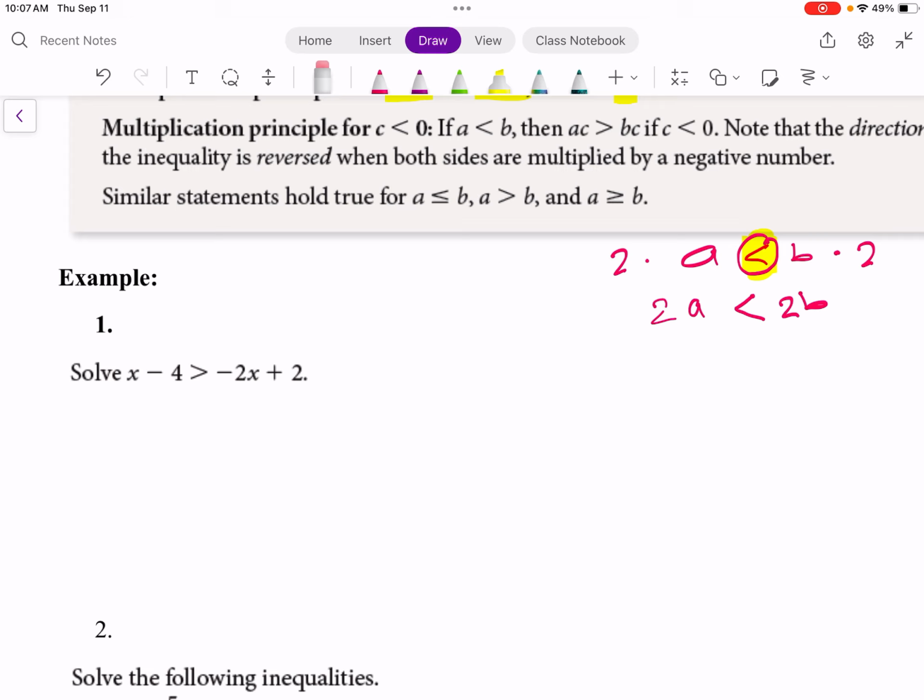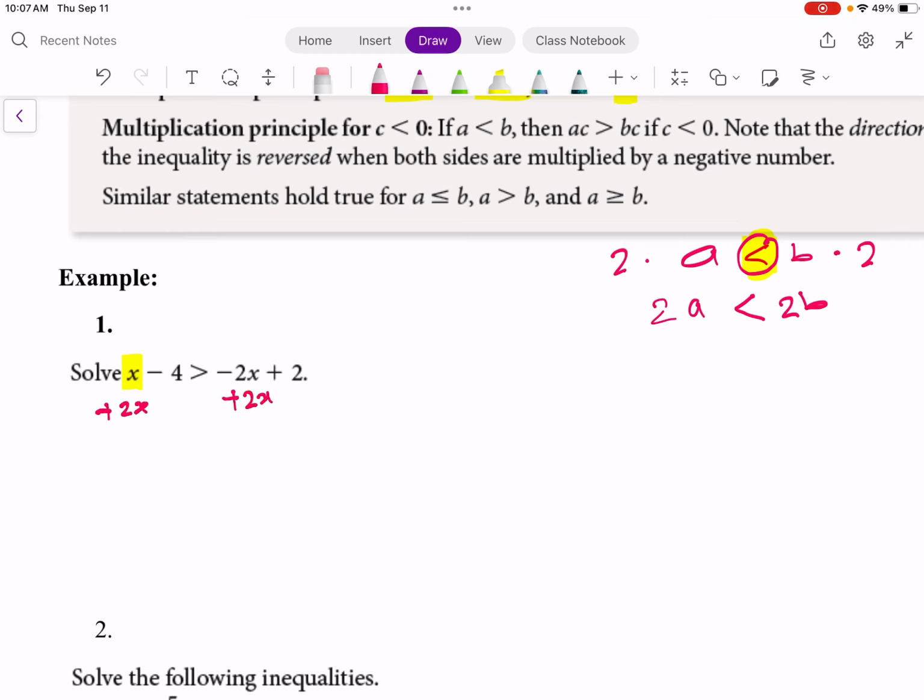Okay, so here we have x, here we have negative 2x. So we have to make x by itself on one side and the constant number goes onto the other side. Okay, so let's collect the x terms together. So we have negative 2x and positive x. So let's collect these two on one side. So how do we get rid of negative 2x from the right side? By adding 2x on both sides. So we add 2x on both sides.